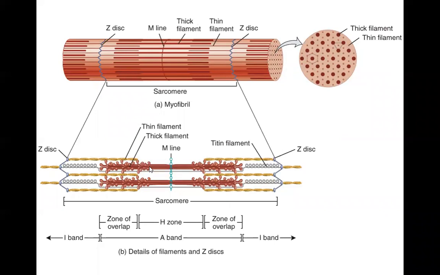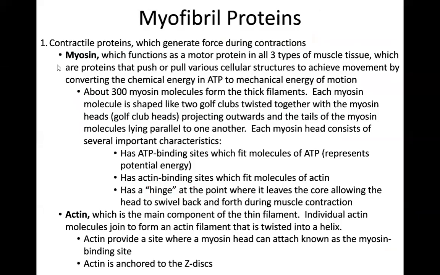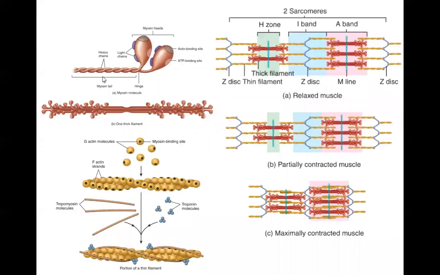These proteins that are part of the thick filament are made up of a protein called myosin, which functions as a motor protein in all 3 types of muscle tissue. In this case, we're focusing on skeletal. Myosin is a protein that will push or pull various cellular structures to achieve movement by converting the chemical energy in ATP to mechanical energy in motion.